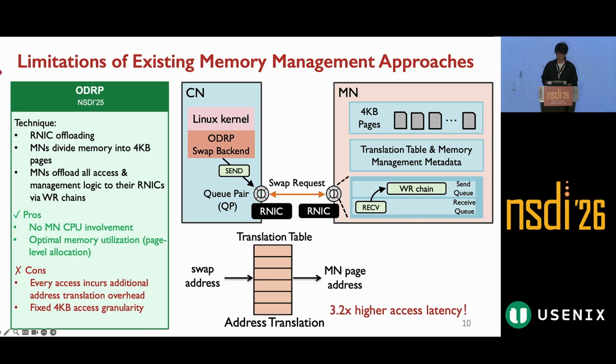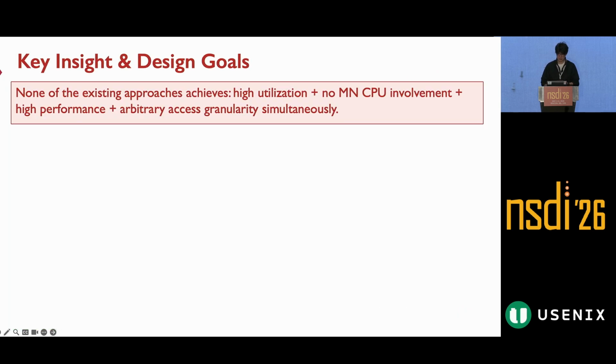However, ODRP has two significant limitations. First, every memory access must go through address translation implemented in the offloaded work request chain, which will introduce additional latency compared to one-sided RDMA. Second, ODRP only supports fixed 4 KB access granularity, which limits its applicability. So to summarize the problem, none of the existing approaches achieves all the following design goals simultaneously: high memory utilization, no memory node CPU involvement, high performance, and flexible I/O size.